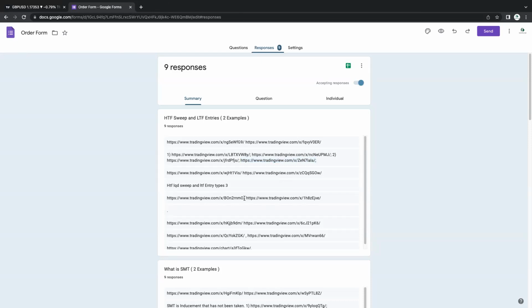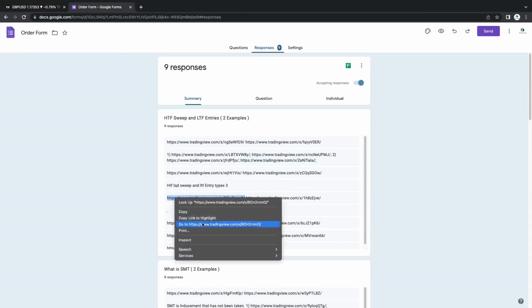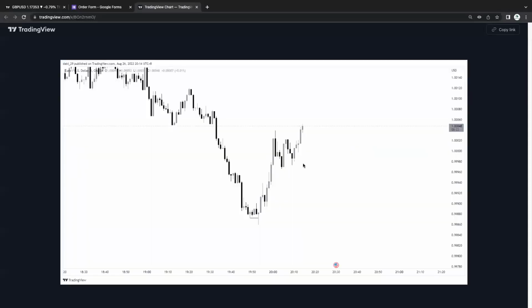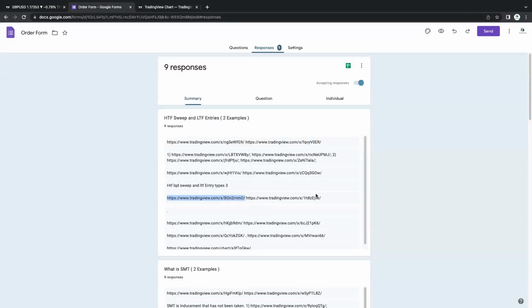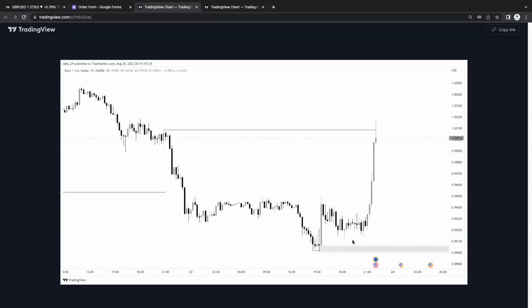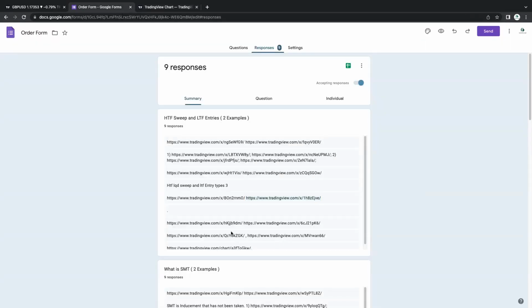Let me check randomly because it takes a lot of time. Okay, this is perfect. This is a sweep of the higher time frame. And now let's see what's happening here. Perfect, but there is no entry. It just swept the liquidity and did not provide any lower time frame entry. Let me check another one.